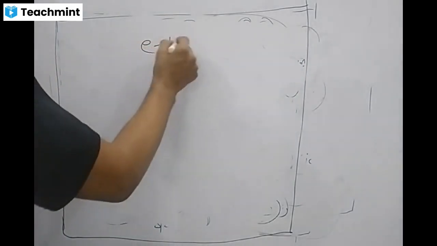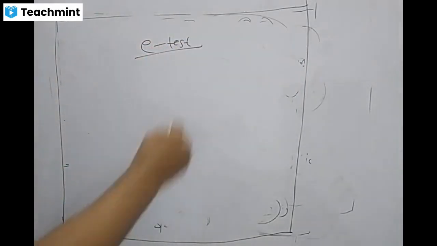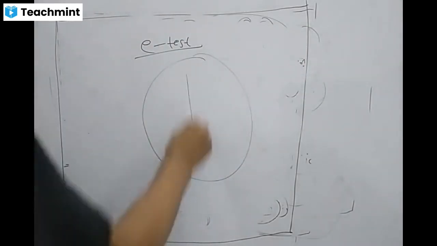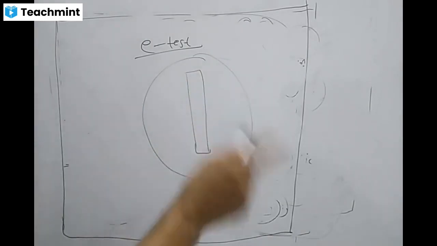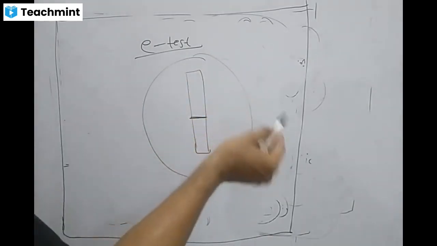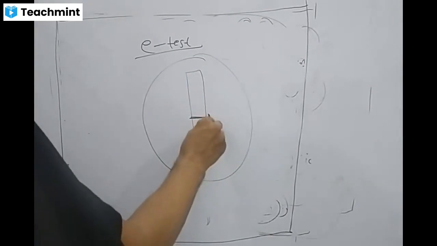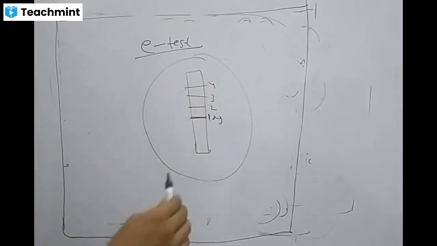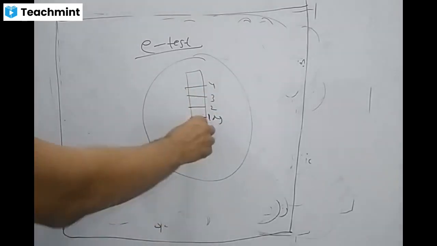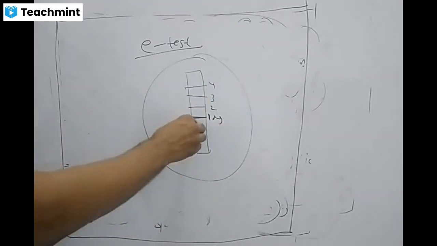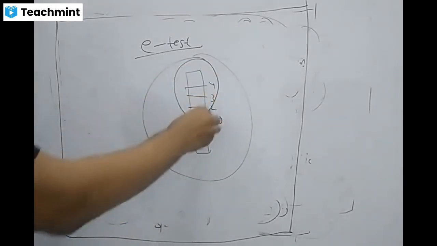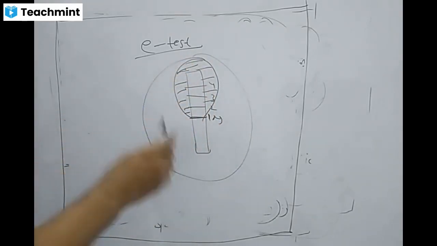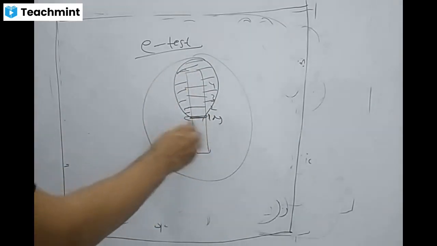And second is the E-test. In case of the E-test, suppose this is your media, and we take one strip which is impregnated with antibiotic at concentrations like 1 microgram, 2, 3, 4. In this case, the antibiotic starts killing the bacteria around it, so this type of zone will be found.